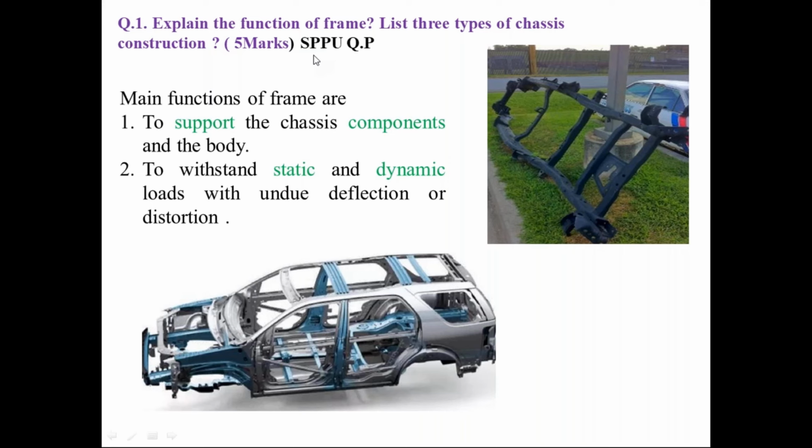If this pandemic continues, obviously we'll have an objective type, but if not, a question most probably asked in the examination related to chassis and frames is: explain the different functions of a frame and list three types of chassis. So what are the different functions of a frame? The most important basic function is to support the different chassis components and the body. Body may be related to the superstructure which is attached to metal sheet. So the first function you may consider is to support the chassis components and the body.